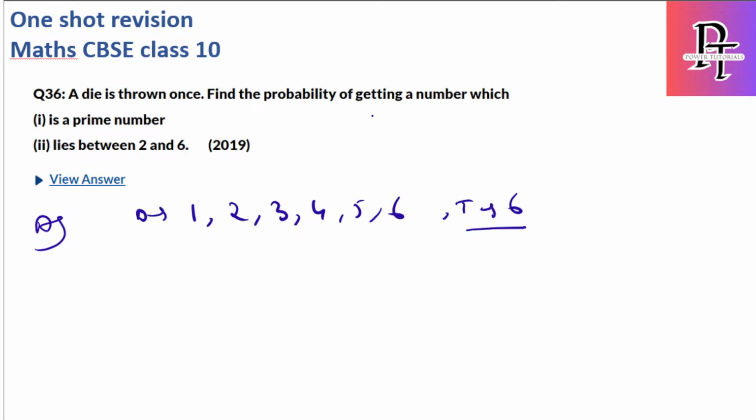Now find the probability of getting a number which is a prime number. How many are prime numbers here? 2 is a prime number, 5 is a prime number, 3 is also a prime number. So P of prime number is winning chances, that is 3 by 6. So 1 by 2 is the answer.